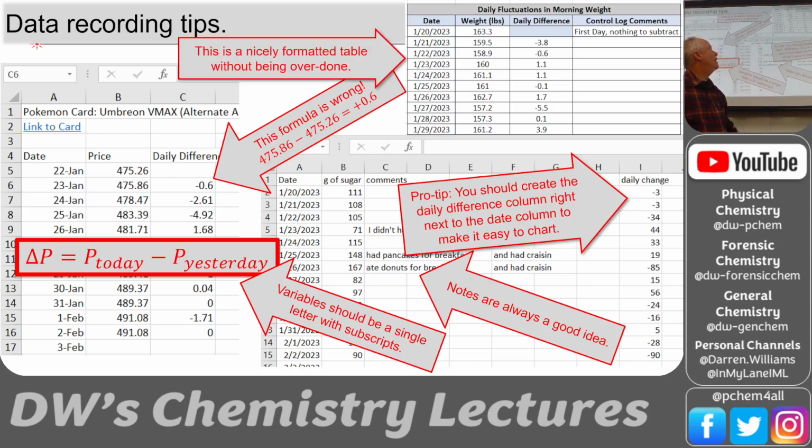That's a nicely formatted table. It's not overdone. It doesn't have crazy colors, lots of extra formatting. You don't have to make it look like crazy colors and super elaborate.